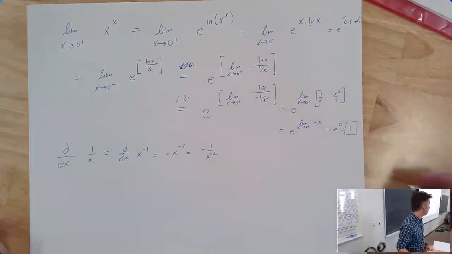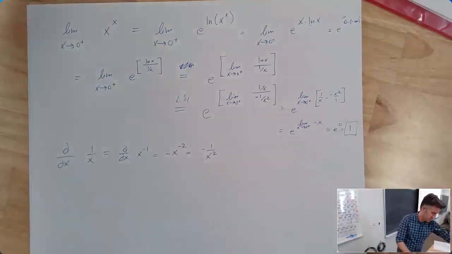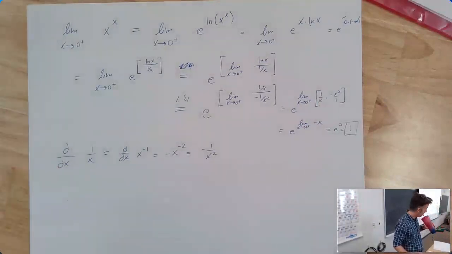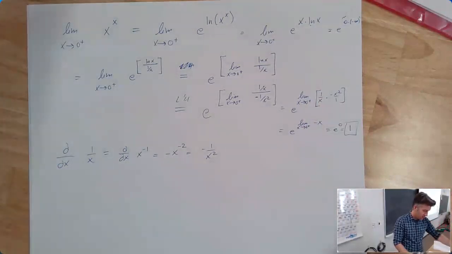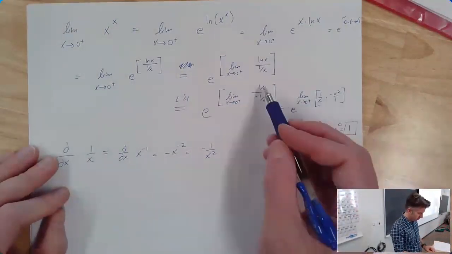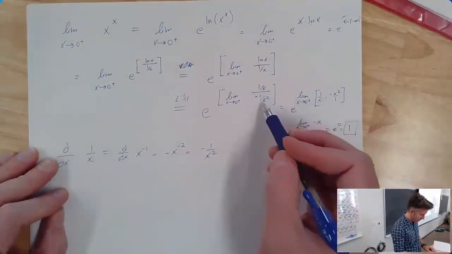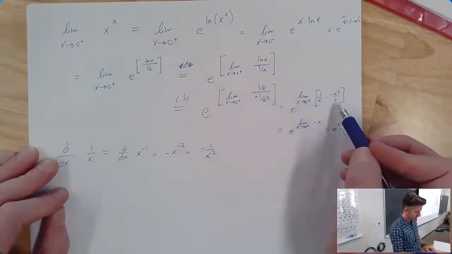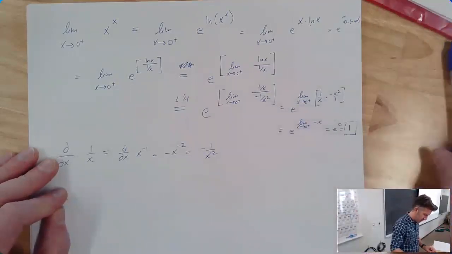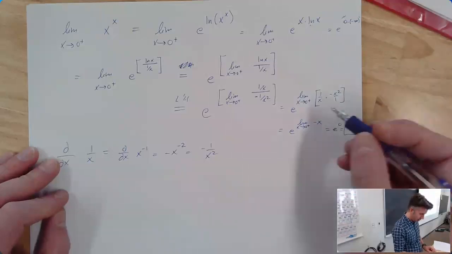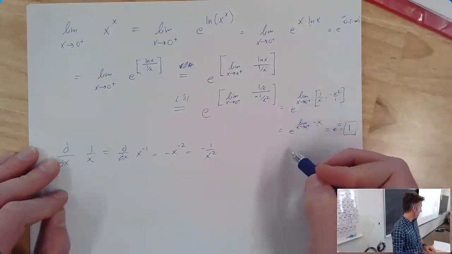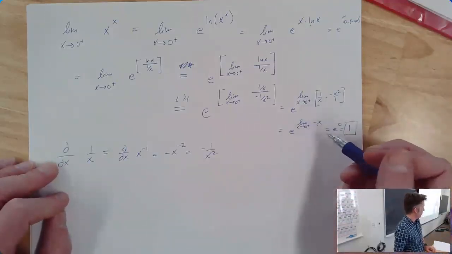We get 1. Why negative? Oh, because then it's going to be x to the negative 1. Okay. Right. So I've got 1 over x divided by negative 1 over x squared, which is 1 over x times negative x squared over 1. And this part just simplifies to negative x. And then I plug in 0 for x, and I get e to the negative 0, which is e to the 0, which is 1.